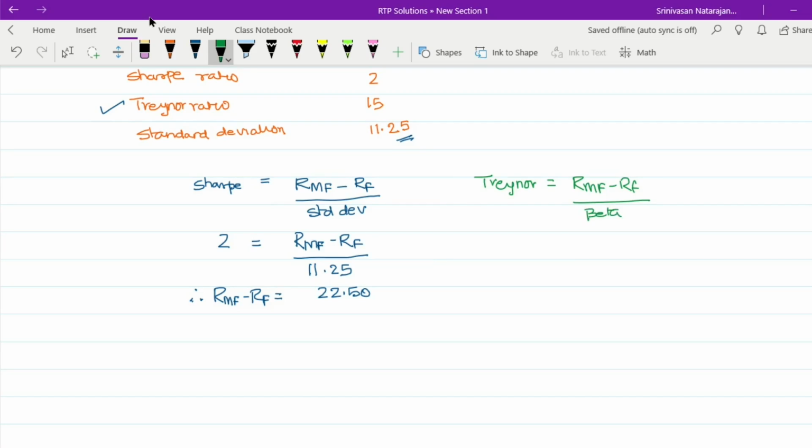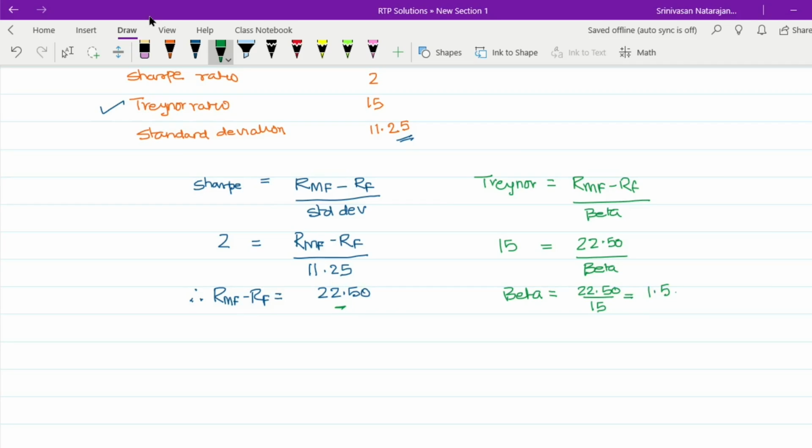Now Treynor's they have given as 15. Now we already know that return of mutual fund minus risk-free is 22.5. So this will be 22.5 whole thing upon beta. So now if we solve this for beta, beta will be equal to 22.5 divided by 15. That is equal to 1.5.